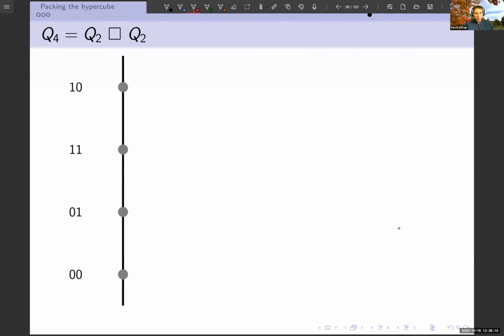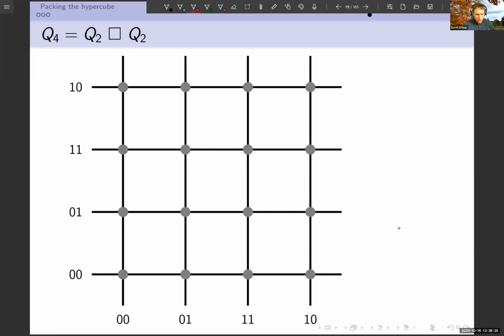Okay, Q4 we said is the Cartesian product of Q2 with itself. Okay, so what do we do here? We take Q2, we take the Cartesian product with Q2, right? And you can find the address of any vertex by just concatenating the addresses. This is 1, 1 on the left and 1, 0 on the bottom, right?